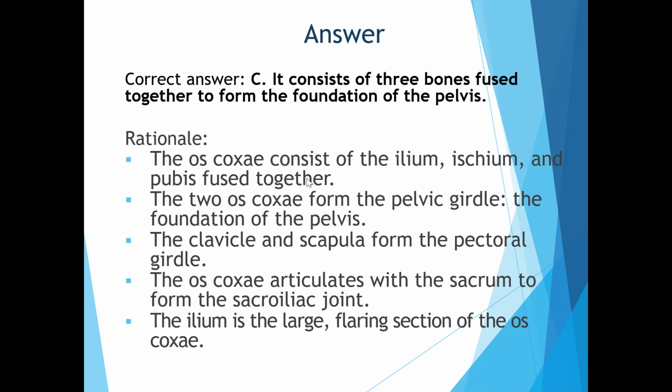The os coxae articulates with our sacrum. That's your sacroiliac joint. That's the whole thing put together. But the sacrum where it joins with the os coxae, that's your sacroiliac joint. And then the ilium itself is the large flaring section of the os coxae.